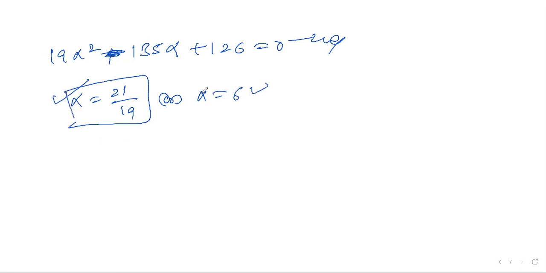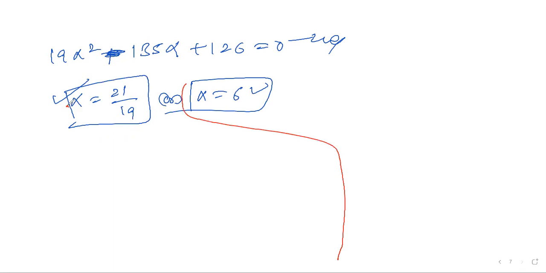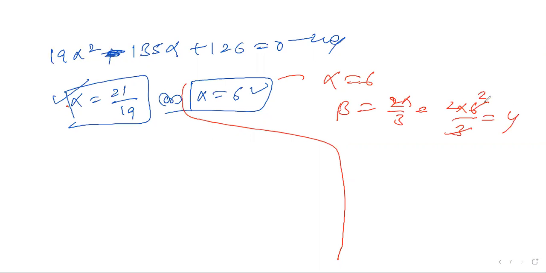Alpha is equal to 21 by 9, or alpha is equal to 6. There are two options. Whichever is comfortable, you move forward with that option only. So there are two cases. I'll work with alpha is equal to 6. If alpha is equal to 6, what is the value of beta? Beta is equal to 2 alpha by 3, right? So 2 times 6 by 3, the answer is 4. Alpha is equal to 6, the beta is equal to 4.